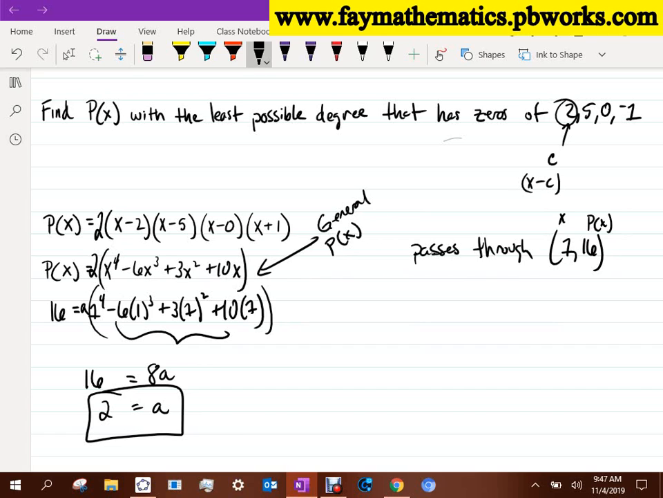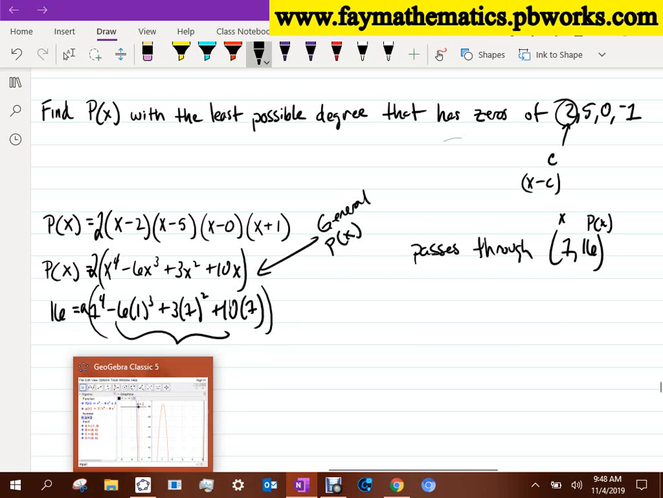And that's what we call a specific P of x, because we have that additional point, 1, 16, that it has to pass through. They'll give you an extra point that is not a zero. Sometimes it's a y-intercept, but they'll give you an extra point to see if you can find that multiplier. Yes? Sure?